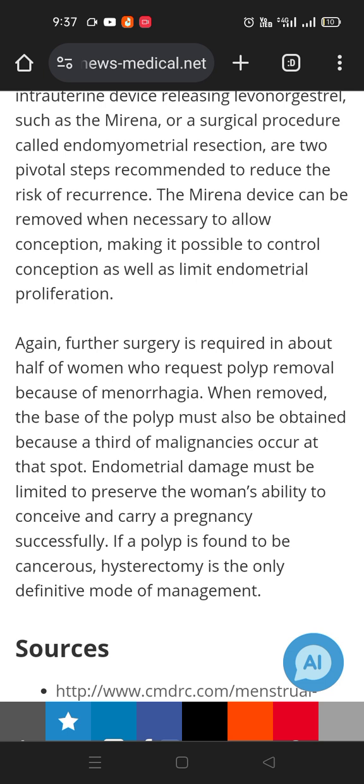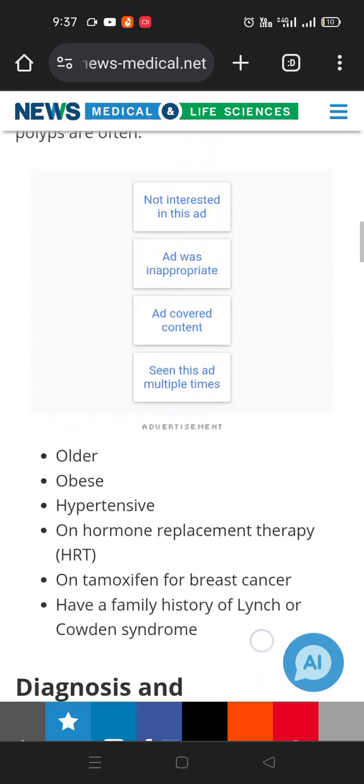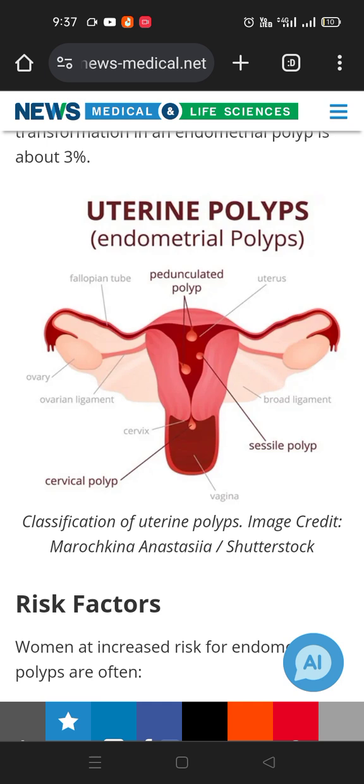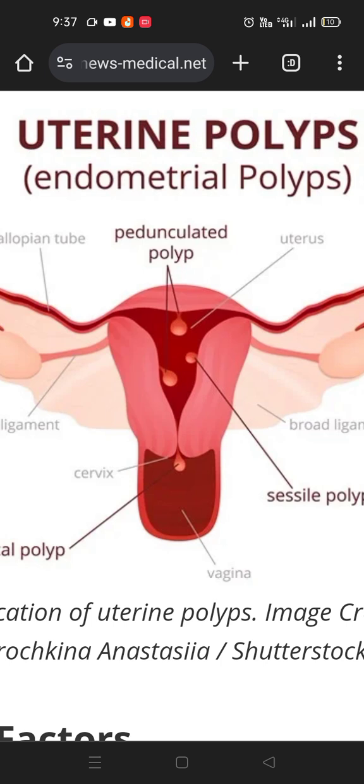I have told you that, as far as polyps are concerned, they can be endometrial polyps and also cervical polyps. Based upon their location, they can either be pedunculated, having a pedicle, or sessile, having no pedicle. They are fixed, and they are responsible for causing abnormal uterine bleeding.